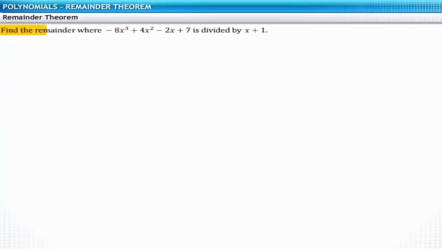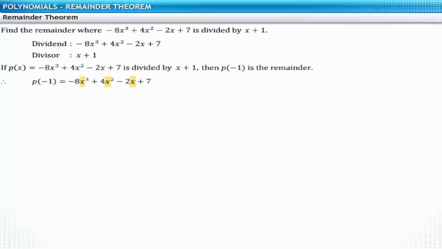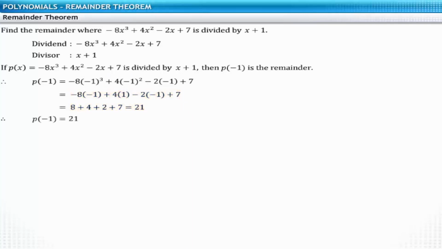In the first problem, you need to find the remainder when a polynomial minus 8x cubed plus 4x squared minus 2x plus 7 is divided by another polynomial x plus 1. Here, the divisor is x plus 1. According to the guidelines provided, if P of x is a polynomial in x and P of x is divided by x plus a, then the remainder is P of minus a. Therefore, in this problem, the remainder is P of minus 1. If you replace x with minus 1 in the polynomial P of x, you get the remainder is equal to 21.